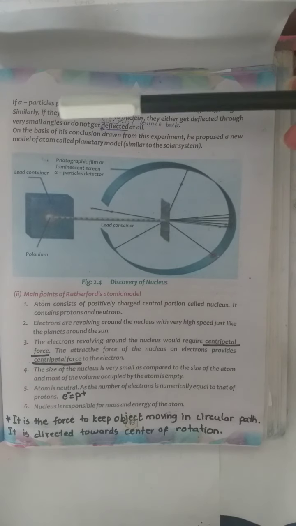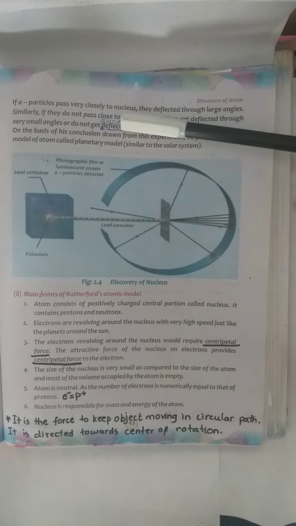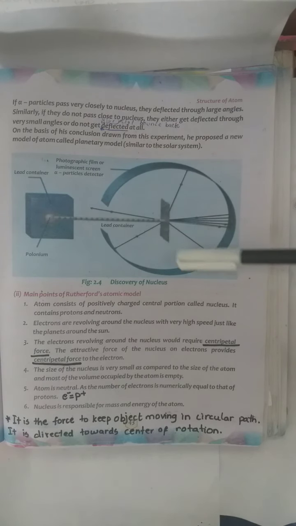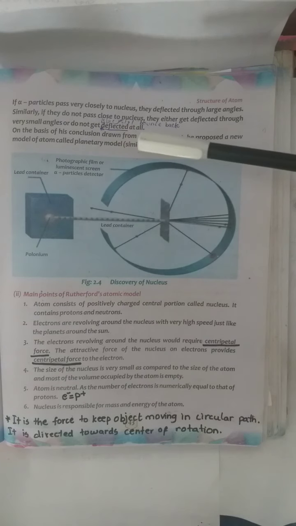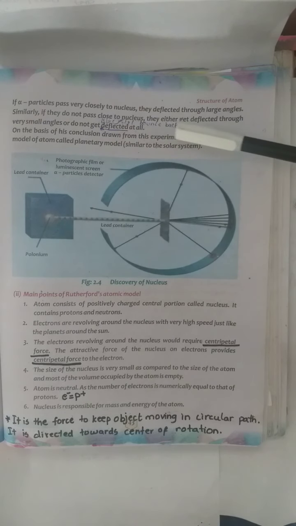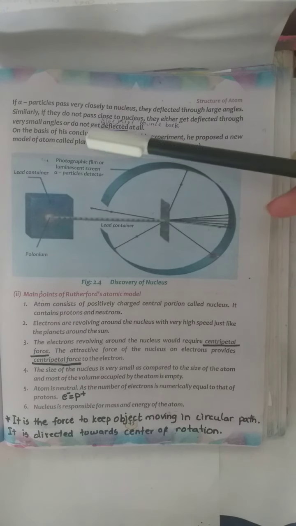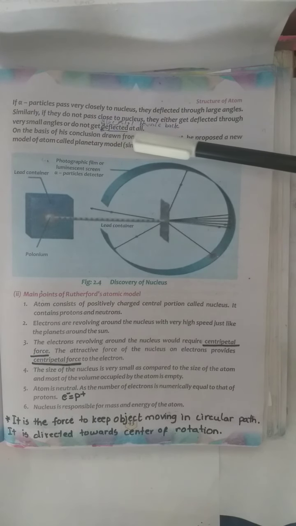The next conclusion was, if alpha particles pass very close to the nucleus, they deflect through large angles. As you can see like this, they are deflecting through large angles. Similarly, if they do not pass close to the nucleus, they either get deflected through very small angles or do not get deflected at all.